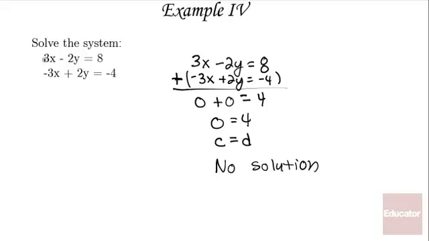And I looked here, I may have seen right away that I actually had two opposite coefficients. Both variables had opposite coefficients. And when I combine those two equations, when I add them, I'm going to end up with both x and y dropping out, which gives me 0 equals 4, which is not true.